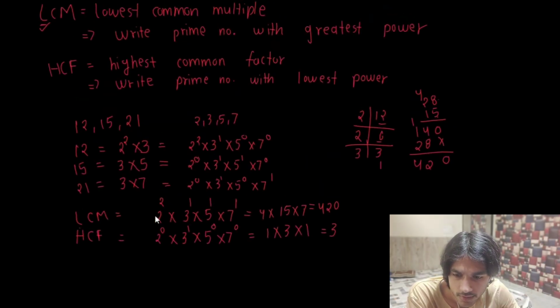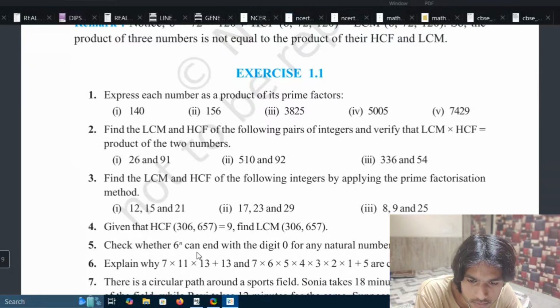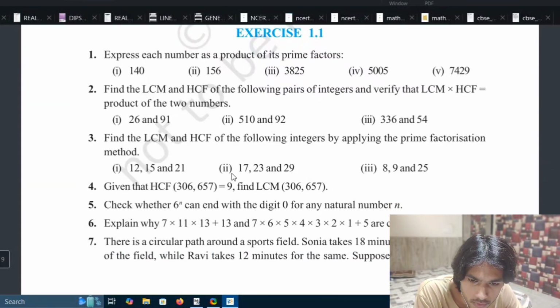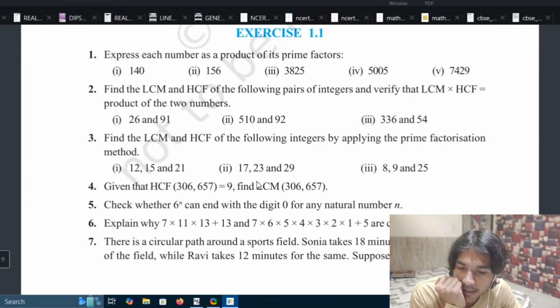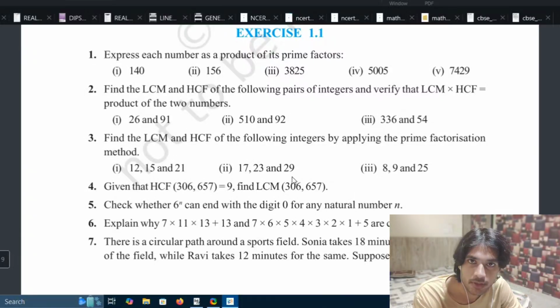Now this will be the LCM of these three numbers and this will be the HCF of these three numbers. That was the question, right? So let's just do the second one, 17, 23 and 29. Let me simply tell you, LCM would be what? Prime numbers with their greatest power. Here, if you look carefully, 17, 23 and 29, all three of them are prime numbers. That simply means that prime factorization of 17 is going to be 17. Prime factorization of 23 is going to be 23. Prime factorization of 29 is going to be 29. So LCM will simply be 17 multiplied by 23 multiplied by 29. And HCF will simply be 1.